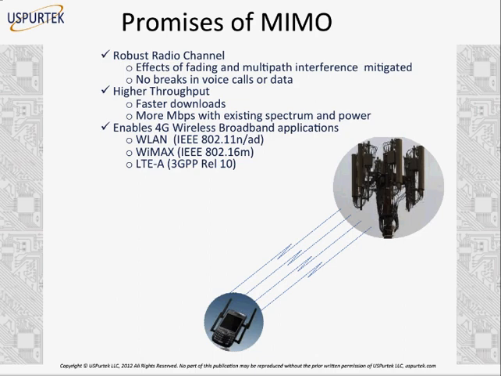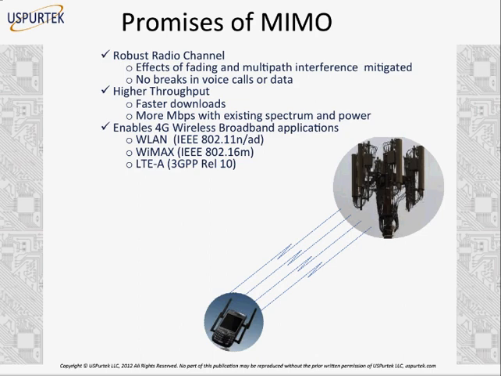Well, with MIMO, you have the promise of a robust radio channel. The effects of fading and multipath interference are mitigated. You can forget breaks in voice calls or data, and get higher throughput, faster downloads, more megabits per second. In other words, more bang for the buck. You get more bandwidth with the same amount of money you spend every month. And on top of all that, it enables 4G wireless broadband applications in different standards.